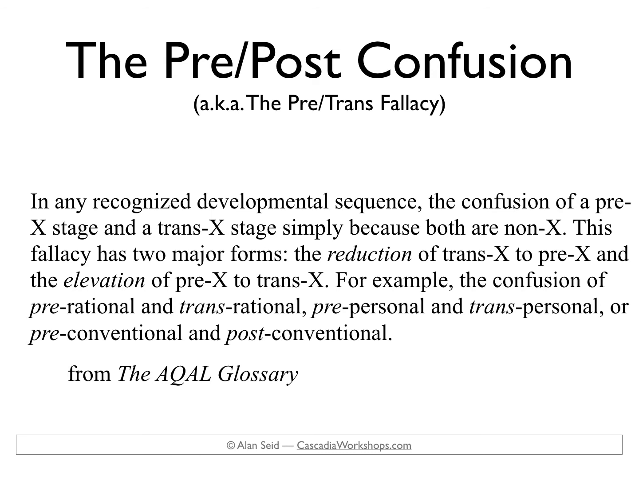In any recognized developmental sequence, the confusion of a pre-X stage and a trans-X stage simply because both are non-X. This fallacy has two major forms: the reduction of trans-X to pre-X and the elevation of pre-X to trans-X. I know this is dense, I'll explain it in a second. For example, the confusion of pre-rational and trans-rational, or pre-personal and transpersonal, or pre-conventional and post-conventional.